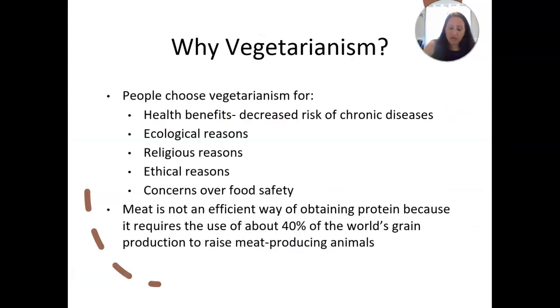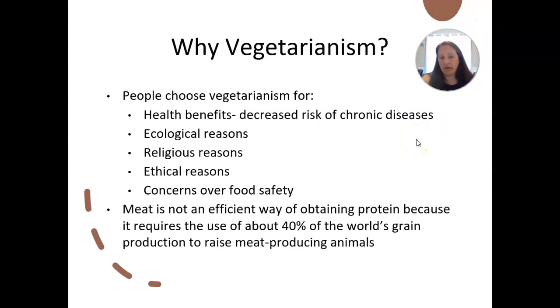Okay. So why do people choose vegetarianism at some level, whether it's vegan, lacto-vegetarian, lacto-ovo, pesco, whatever level it's at? Well, some of these have health benefits, decreasing the risk of chronic diseases, especially those that are low in saturated fats. So eliminating meat and dairy can have health benefits. Ecological reasons, religious reasons, ethical reasons.